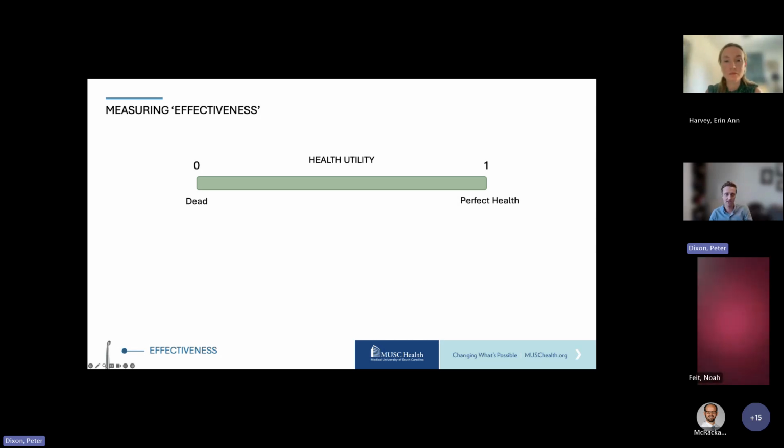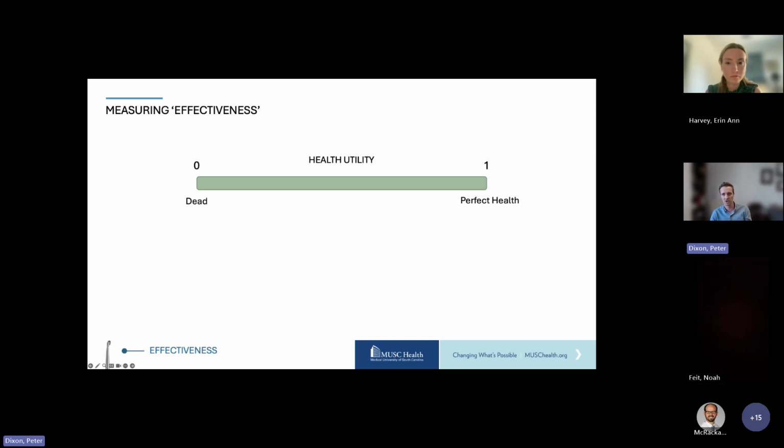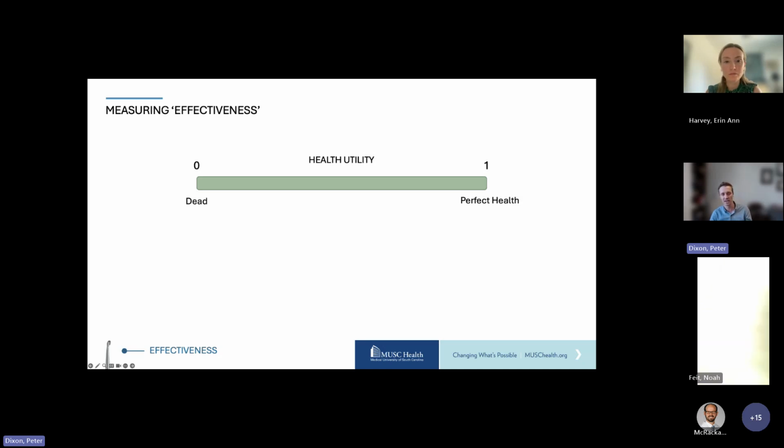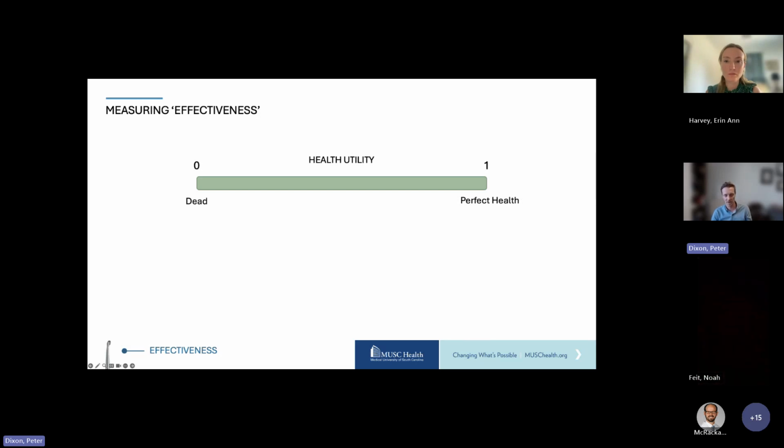So health utility is on a scale. You can see here it's anchored typically at 0 and 1, with 0 being dead and 1 being in perfect health. And then there are states in between. And in fact, you can have states that are worse than dead as well, that have negative health utility. If you consider a state that might be less preferable than being dead, like being in severe pain and bedbound. But for the most part, they're between 0 and 1.